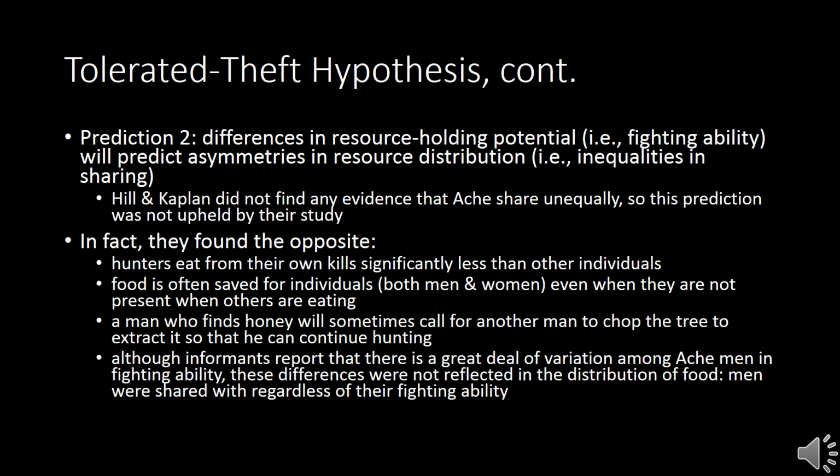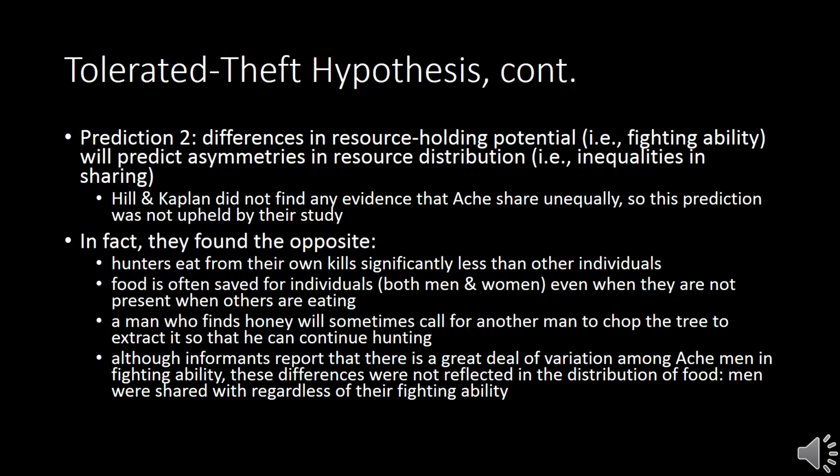However, Hill and Kaplan found that several features of the Ache sharing pattern are inconsistent with the tolerated theft hypothesis. First, hunters eat from their own kills significantly less than other individuals. If hunters were concerned about meat being stolen from them, they would eat as much of the kill as they could before others arrived. Instead, they save it for consumption by the entire band at the end of the day. Also inconsistent with this hypothesis is the fact that food is often saved for individuals, both men and women, even when they're not present when others are eating.